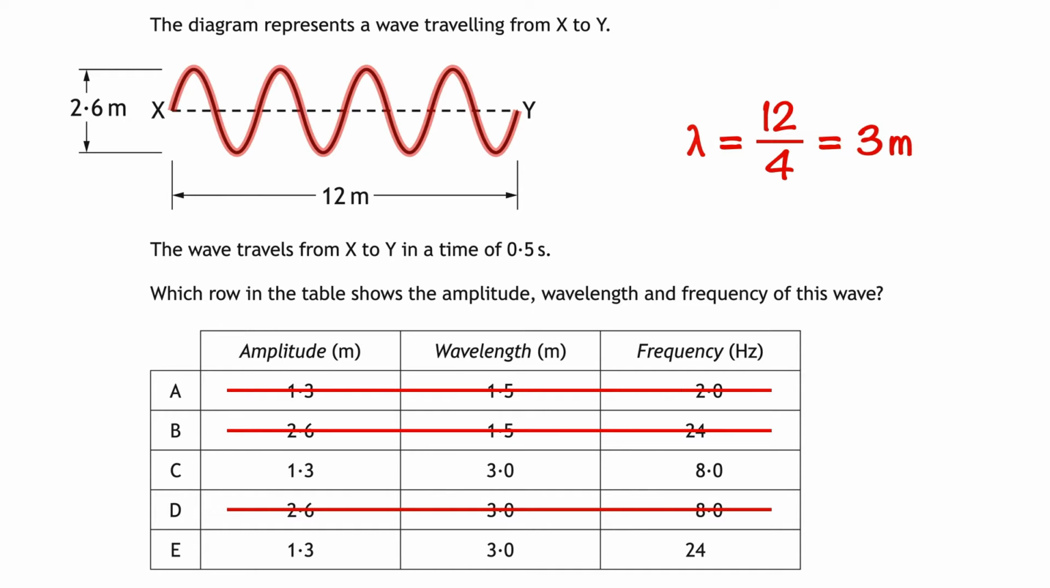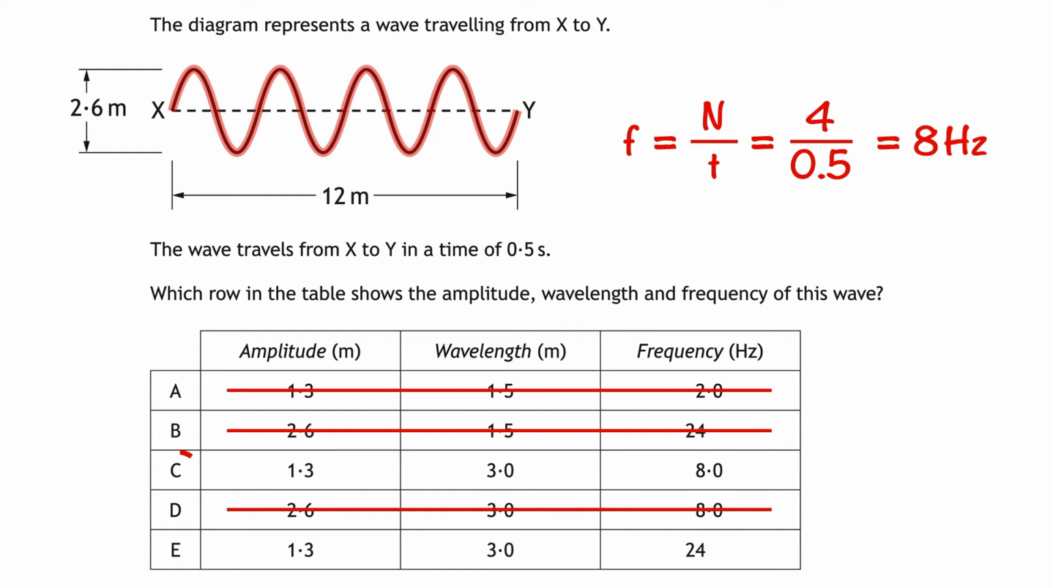To calculate frequency, we use the equation f = n/t, number of waves divided by the time taken to produce them. If we observed point X, we'd see all 4 waves passing in a time of 0.5 seconds. So substituting those values into the equation gives a frequency of 8 Hz. So our answer is C.